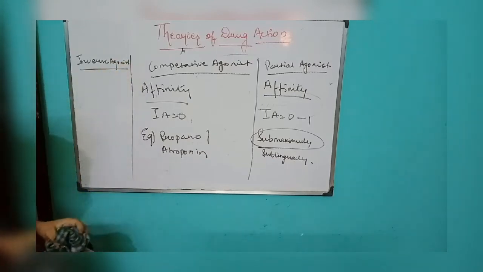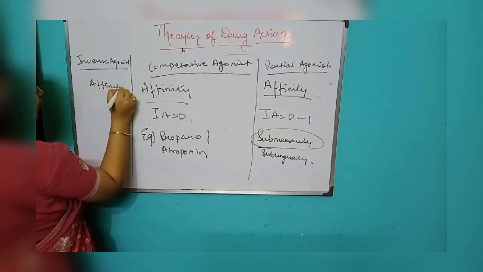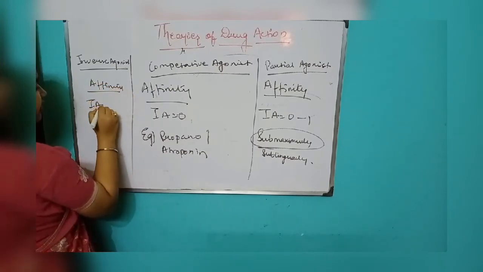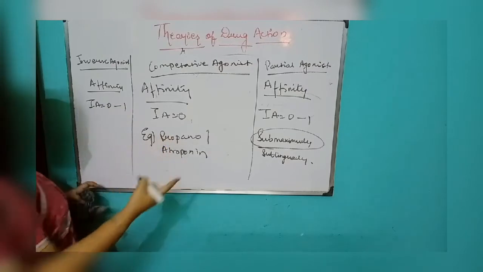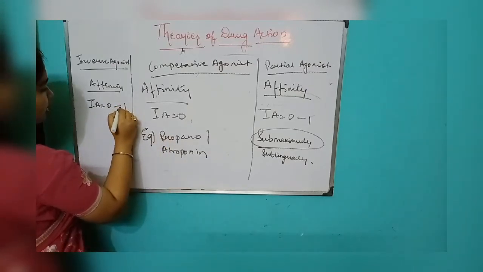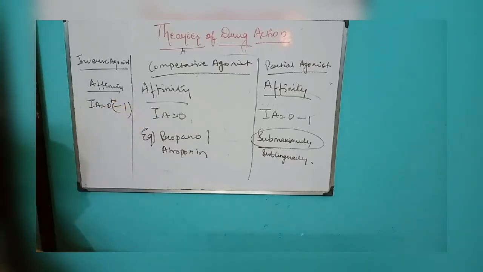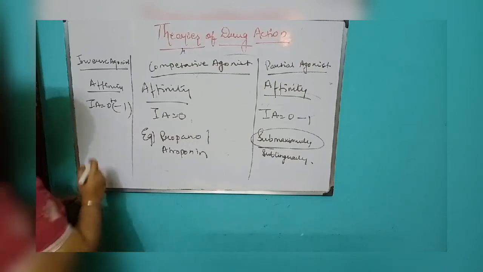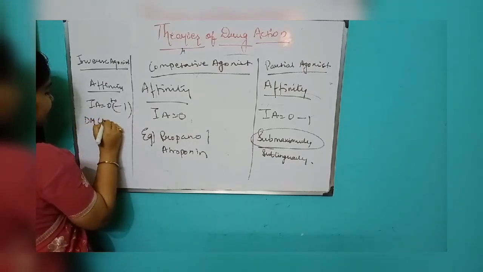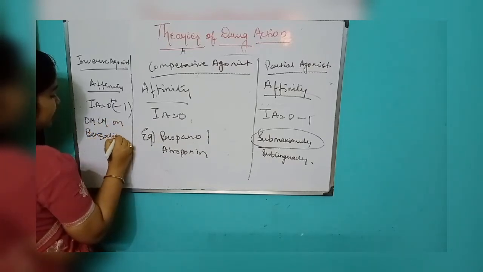Okay, the inverse agonist is here, also the affinity is there, but intrinsic activity is 0 to -1. It is 0 to 1, but this is the 0 to -1. Okay, now here the example is your benzodiazepine receptor.